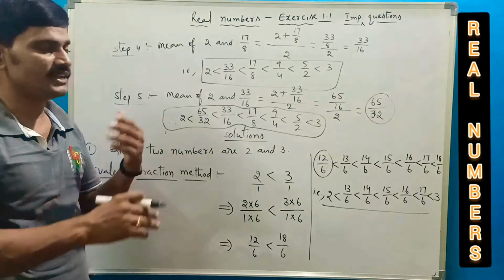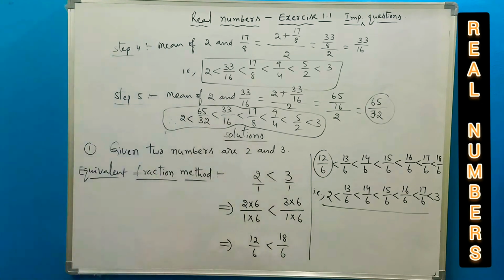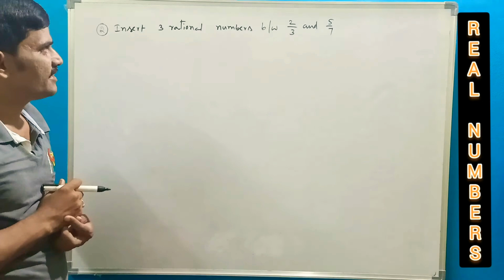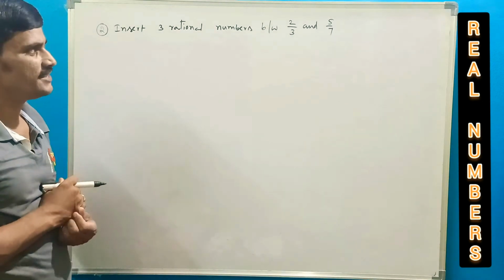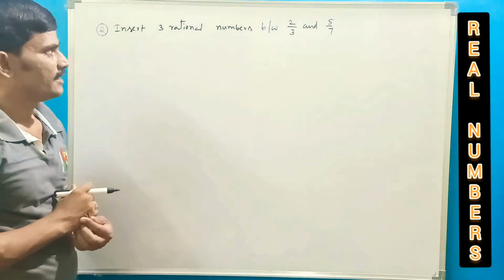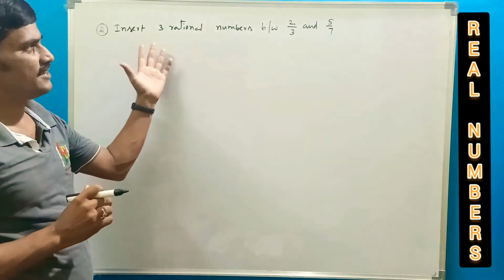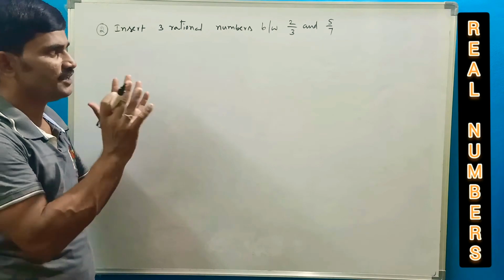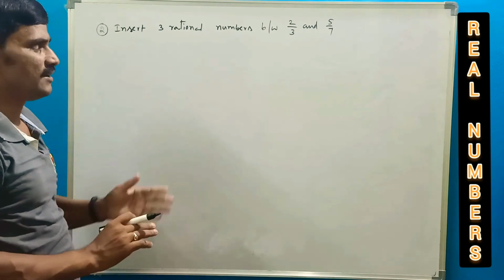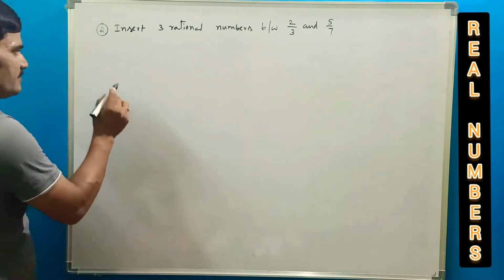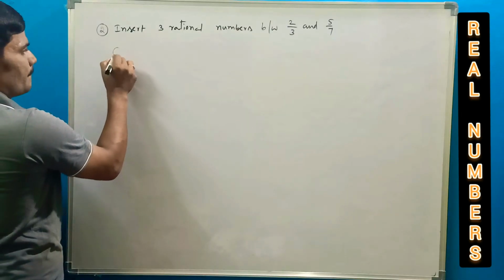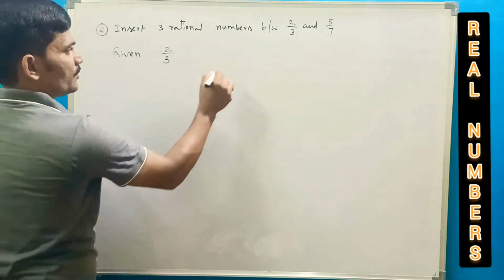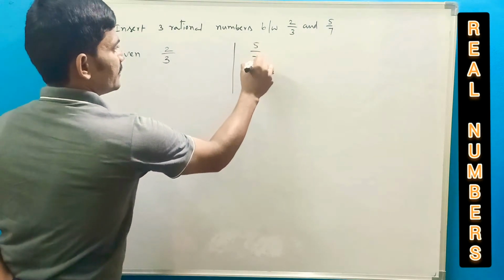Let us go for the second question. The next question is, insert 3 rational numbers between 2 by 3 and 5 by 7. In this, to find the rational numbers between these two fractions, first of all you should equate the denominators of the given two rational numbers. What are given? Given 2 by 3 and one more is 5 by 7.